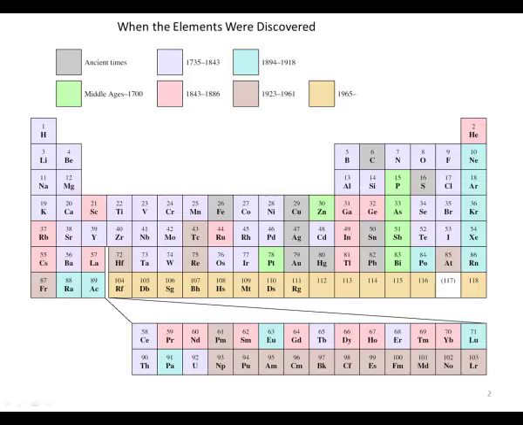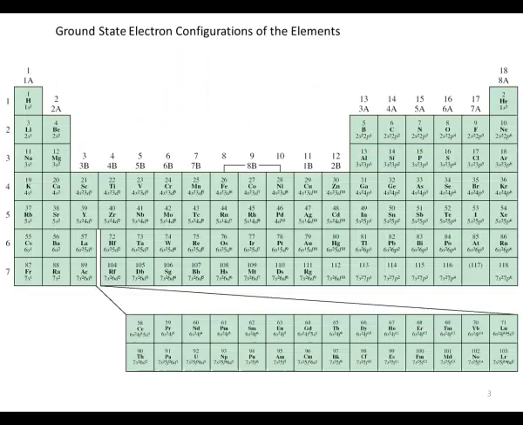This periodic table shows the historic discovery of the elements. We have learned that the ground state electron configuration of the elements follows certain patterns. Let's look at groups 1A through 8A, the representative elements.